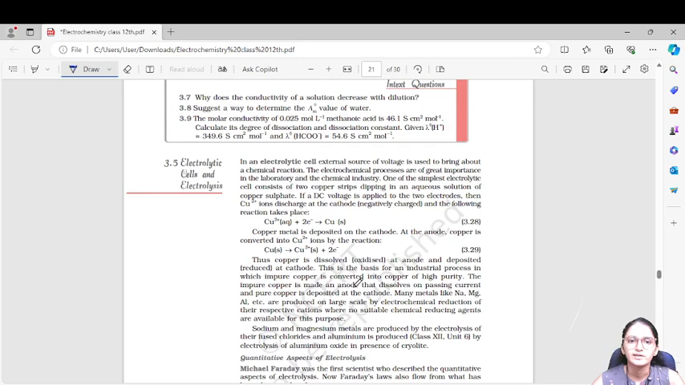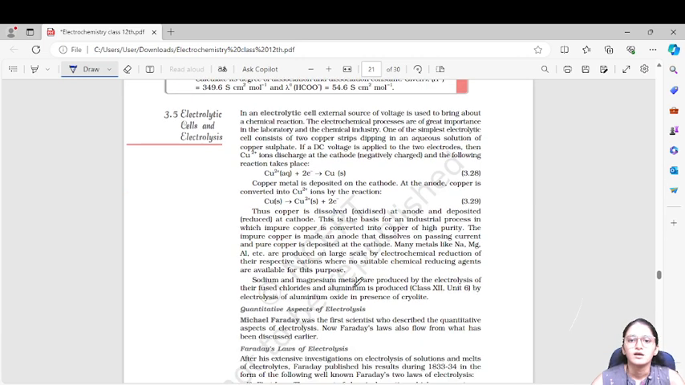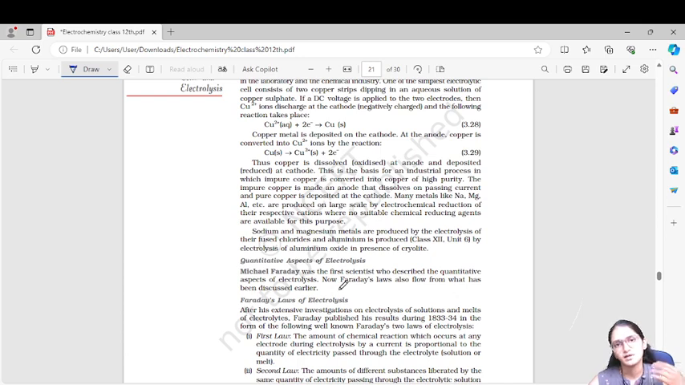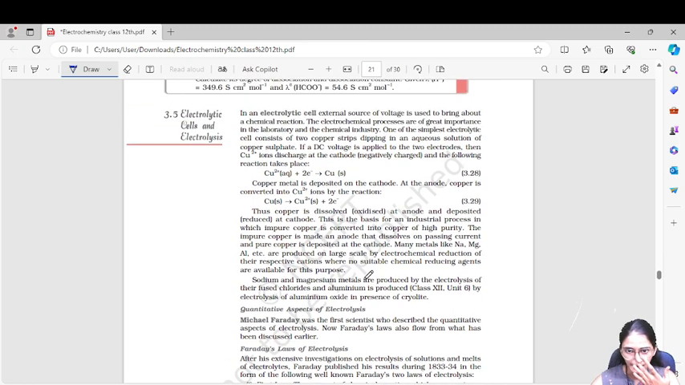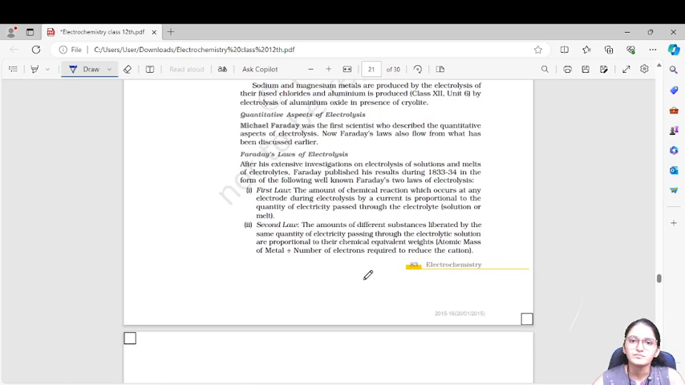Next part is electrolytic cells and electrolysis. Now here in an electrolytic cell, an external source of voltage is used to bring about a chemical reaction. We are not using a chemical reaction to produce electricity, but we are doing the opposite. We are taking electricity and carrying out a chemical reaction, especially a non-spontaneous reaction. Based on that, we have the quantitative aspects of electrolysis based on Faraday's laws.